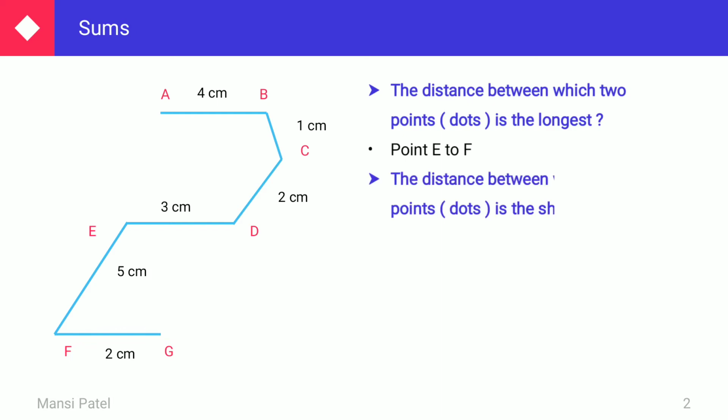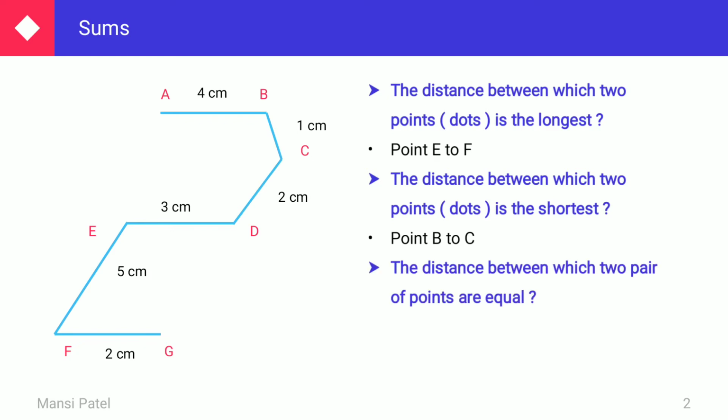Now your next question: the distance between which two points is the shortest? Shortest means minimum. Which measurement is minimum? 1 cm is the smallest. So we can say that the distance between point B to C is 1 cm, and that is the shortest distance.